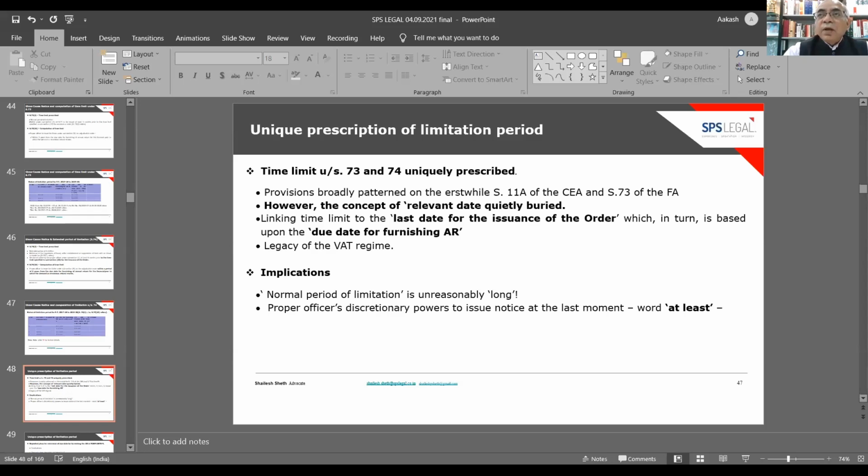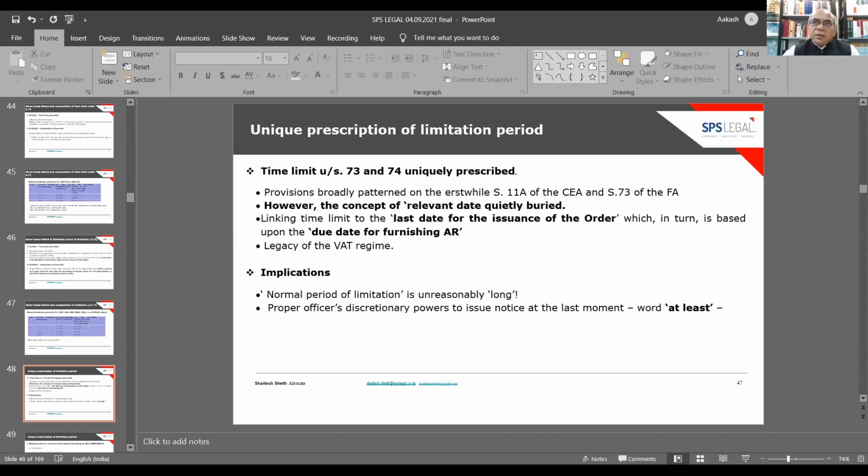But that is fine. It was always linked to the date of filing the return or the due date of filing the return. Here, the time limit has been linked to the last date for the issuance of the order. This is the legacy from the VAT regime. This was never a practice in excise and service tax for all these decades. It has serious repercussions for the taxpayers because of the extraordinarily long period of time which the department gets on account of this provision.